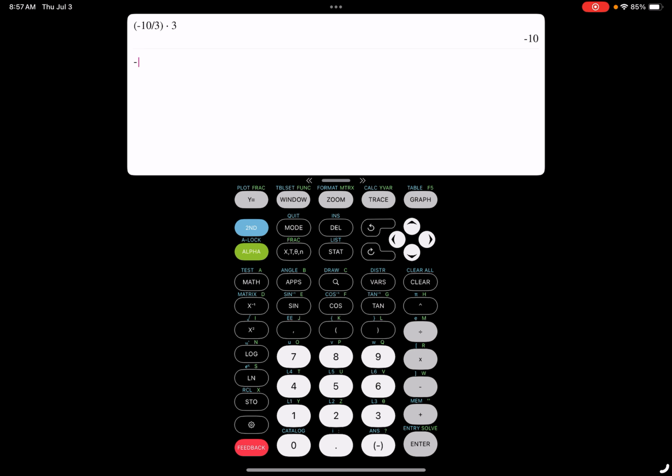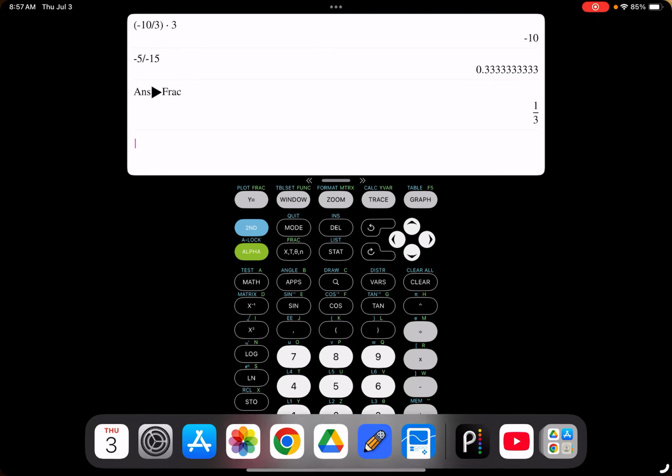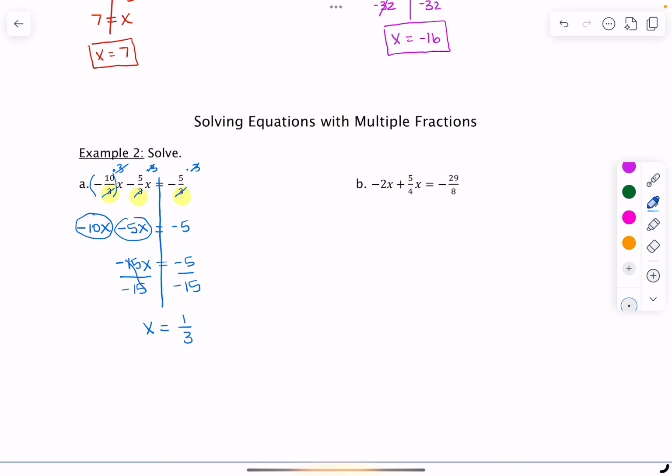If I go to my calculator and do -5 divided by -15, I get this decimal, math, enter, enter, I get 1/3 as my answer. You're going to get fraction answers in this learning target, okay? So I'm going to put that, you will get fraction solutions.